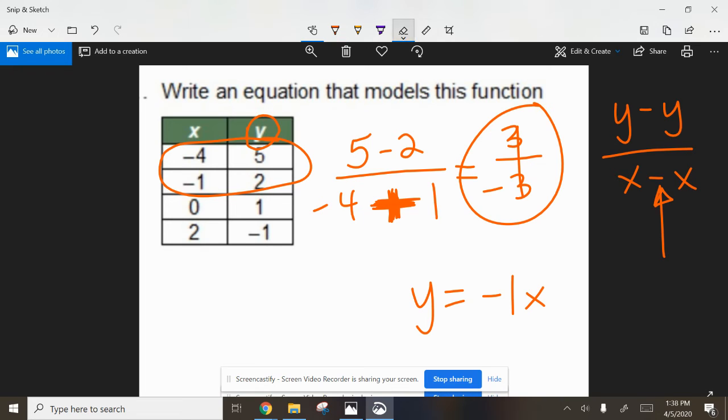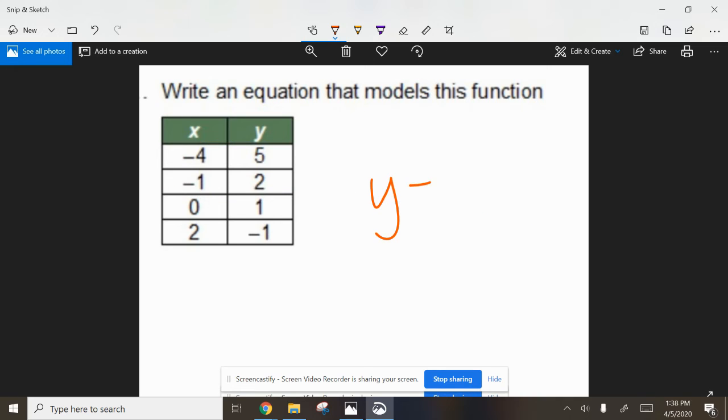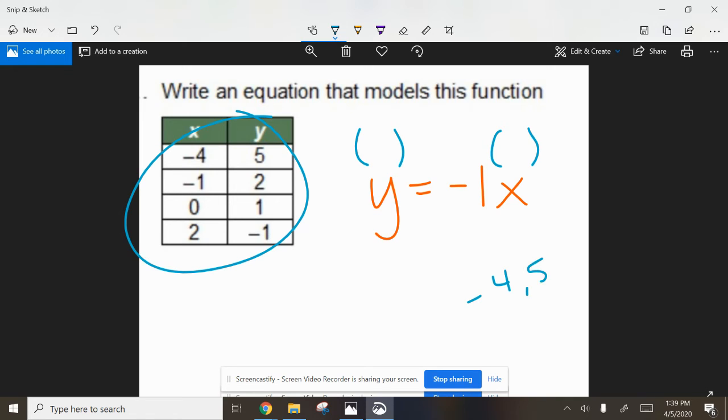Okay, I'm going to erase all this. Hopefully you got that. Y equals negative 1x. Do I even have to have the negative 1 there? No, but it's going to help me for this next step. If you forgot, take any of these coordinates, any one of them, and plug them in to see if this works out. Let's plug in negative 4 comma 5. Negative 4, 5. That's my x, that's my y. Negative 4 goes here. The 5 goes here. All right?